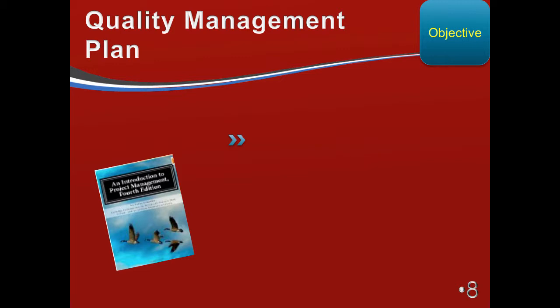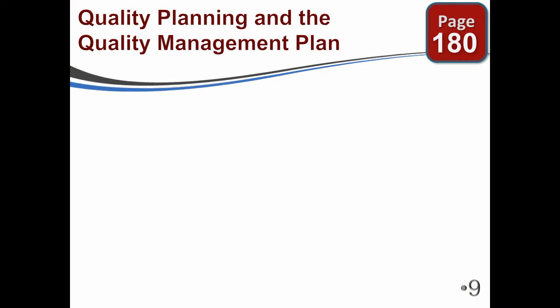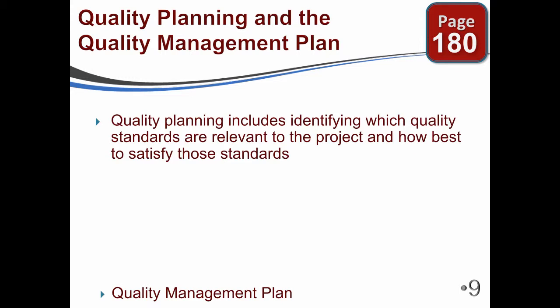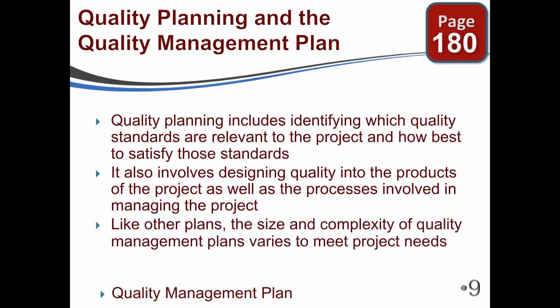Let's start by looking at our quality management plan. Quality is identifying which quality standards are relevant to the project and how best to satisfy those standards. Notice that I'm on page 180 of the book if you want to follow along. Quality planning includes identifying which quality standards are relevant to the project and how best to satisfy those standards. It involves designing quality into the products of the project as well as the processes involved in managing the project. Like other plans, the size and complexity of the quality management plan varies to meet the project needs.